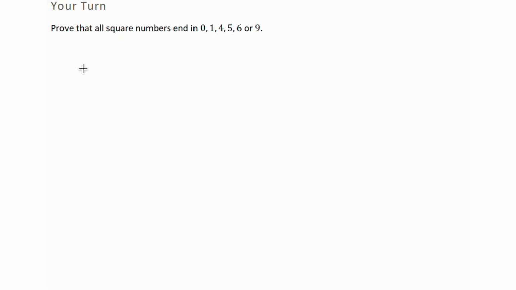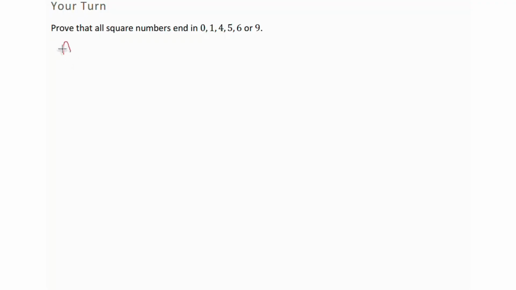We need to prove that all square numbers end in either 0, 1, 4, 5, 6 or 9. Clearly we can't check every single possible square number, but we are going to use a proof by exhaustion by first of all identifying the cases.